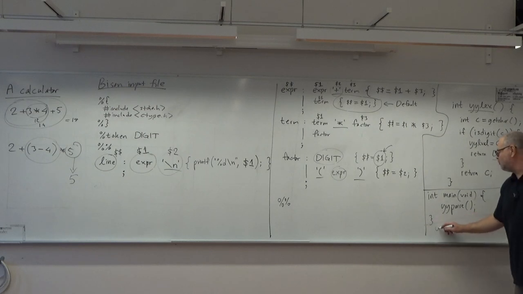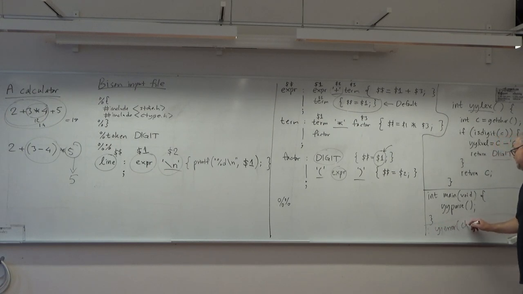Bison also expects there to be a function called yyerror that it can call with a string when it's found an error in the input. So if it cannot parse, it will call yyerror. So I think you need to always define this function too. Okay. Comments so far?